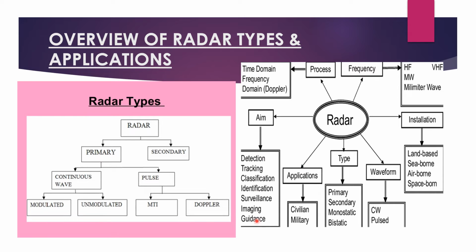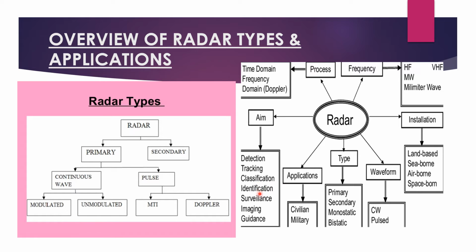So what are the aims of radar? Basically, it is used for detection and tracking. Detection means to know about the presence of a certain target, and tracking means to continuously know where the target is going, whether it is coming towards you or away from you, or what is the location of the target. Tracking is much more advanced as compared to detection.